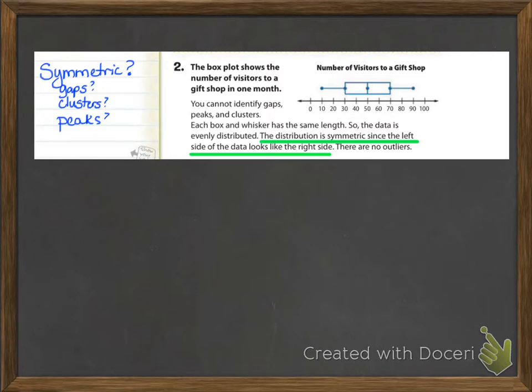There's obviously no outliers because on a box and whisker plot we would see that little asterisk star, and there's none here. And you really can't tell in this one if there's any gaps, peaks, or clusters. In box and whisker plots, you can't tell where the gaps are or the peaks are. But you can tell sometimes where clusters are, but we can't tell in this one. But there will be an example in a future screen where I'll point out where a cluster would be on a box plot.